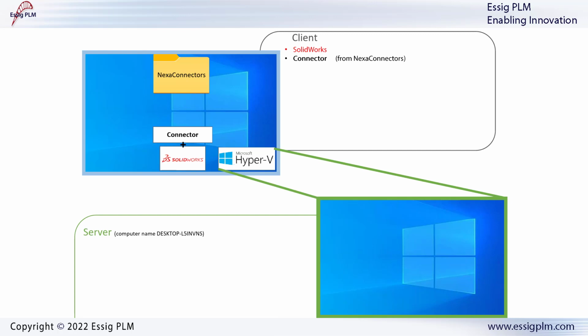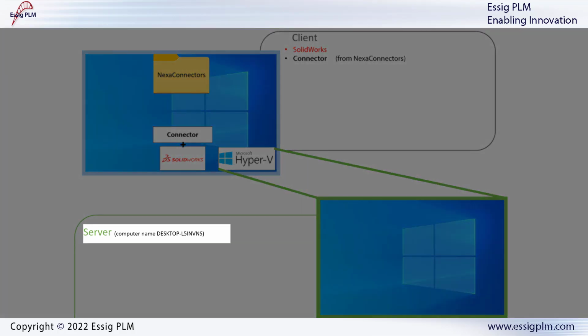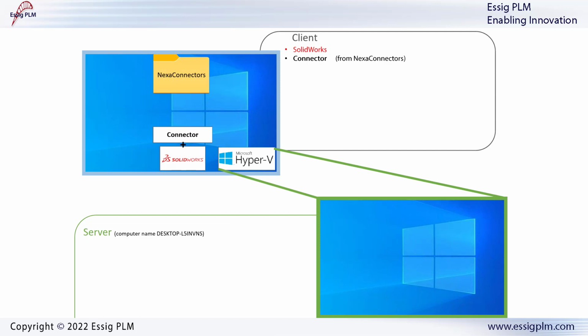The Microsoft Hyper-V hypervisor embedded in Windows 10 is perfect to run the virtual machine. We call this virtual computer the server. Notice that the server has a specific name. You can easily find it by using the command ipconfig /all in a Windows command prompt at the line host name. In the present case, the server specific name is desktop-L5INVNS. We will often use it later during the presentation.